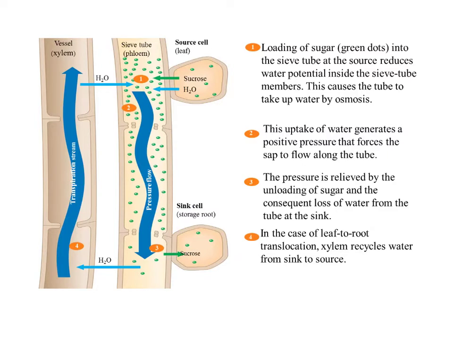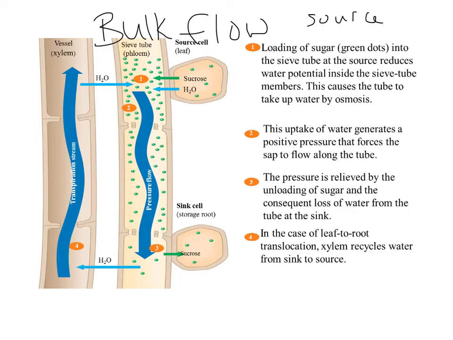Okay, so the movement of the sugar throughout the plant is done by what's called bulk flow. Okay, and so bulk flow is basically the movement of these products of photosynthesis, and they move from what's called the source, which would be where they're made, to the sink, which is where they're stored. So sugars will move from source to sink.